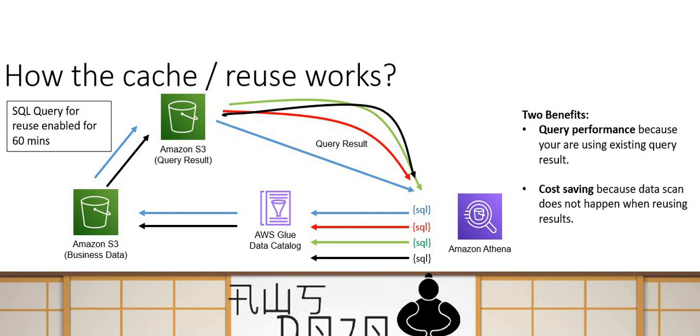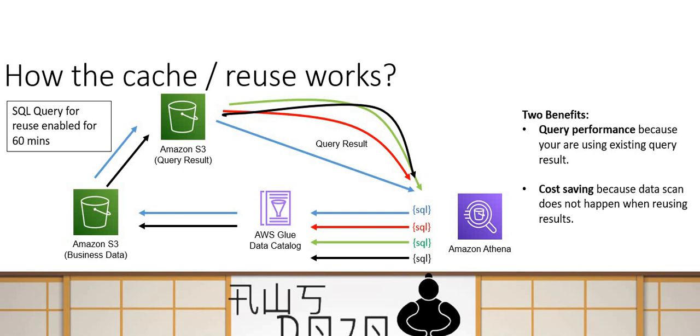At the same time, you are saving cost as well, because in Athena, the cost of the service is based on the amount of data you scanned to get your results. Now in this case, the data is scanned the first time, but not the second, third, or fourth time, as long as the query is made within the reuse time period.